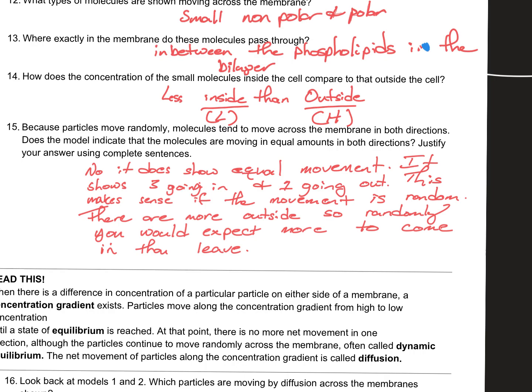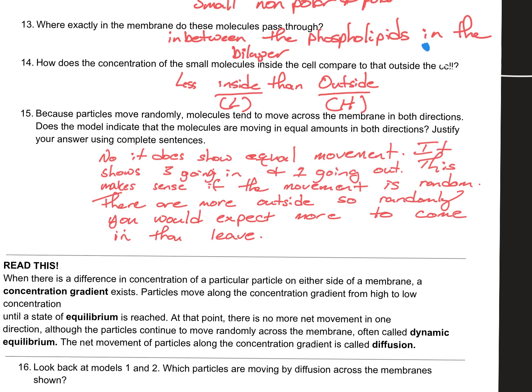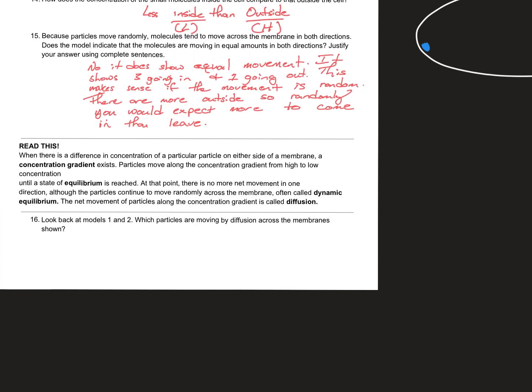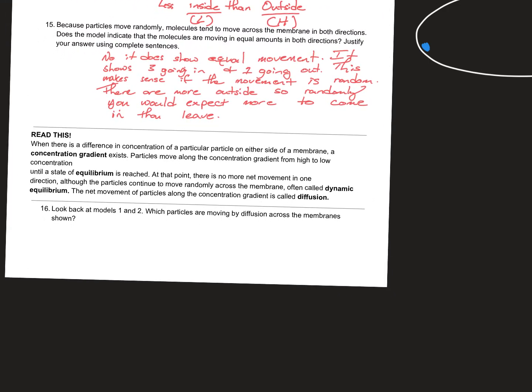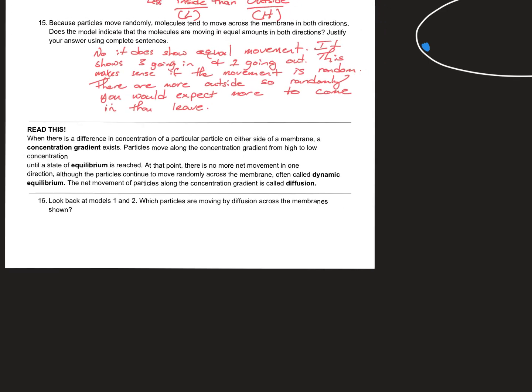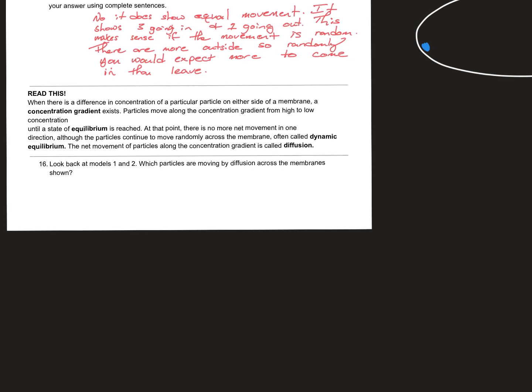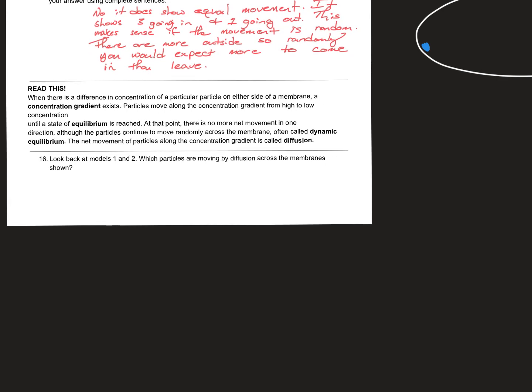We call that dynamic equilibrium, right? When there's a difference in concentration of a particular particle on either side of a membrane, a concentration gradient exists. Particles move along the concentration gradient from high to low concentration until a state of equilibrium is reached. At that point, there is no more net movement in one direction, although particles continue to randomly move across the membrane. This is called dynamic equilibrium. The net movement of particles along the concentration gradient is called diffusion.